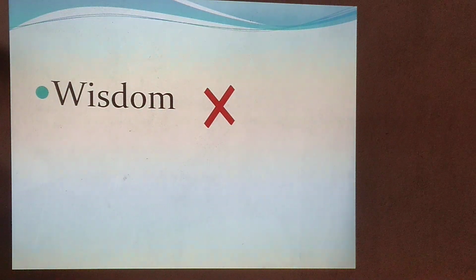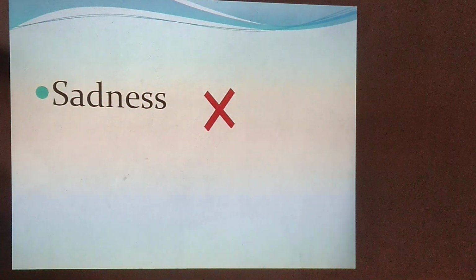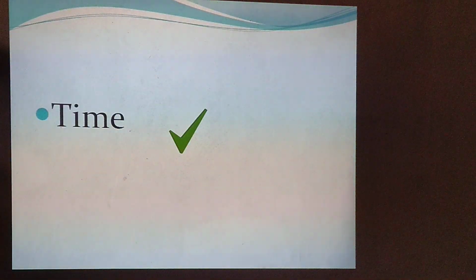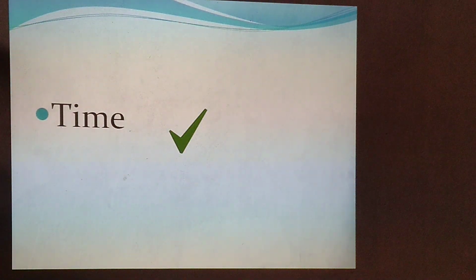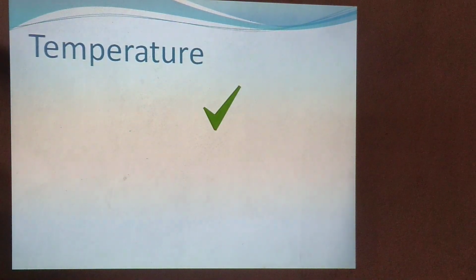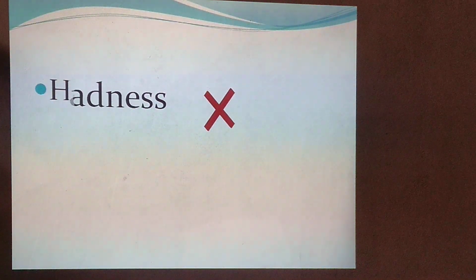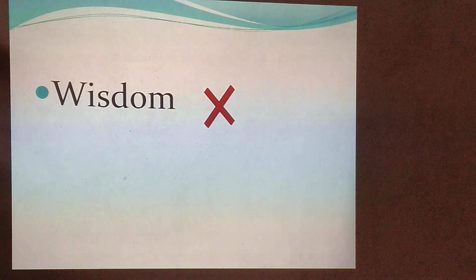So what we are getting from these examples is that there are some quantities which can be measured, and there are some quantities which cannot be measured. Length you can measure, mass you can measure, time you can measure, volume you can measure, temperature you can measure, but happiness you can't, sadness you can't, wisdom you can't. So many quantities can be measured, and so many quantities cannot be measured.